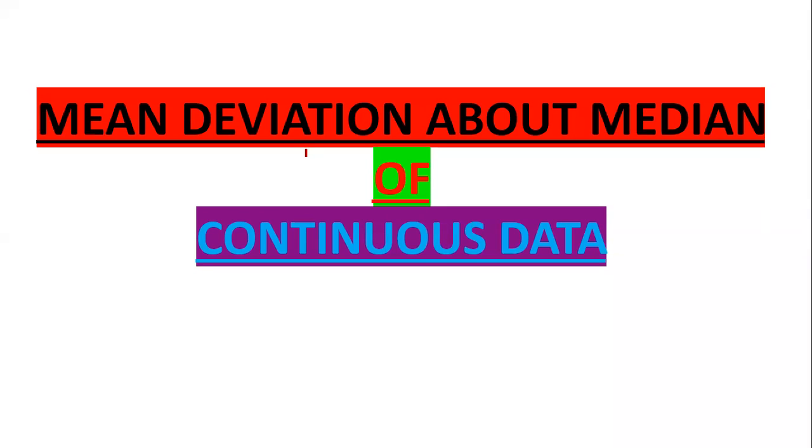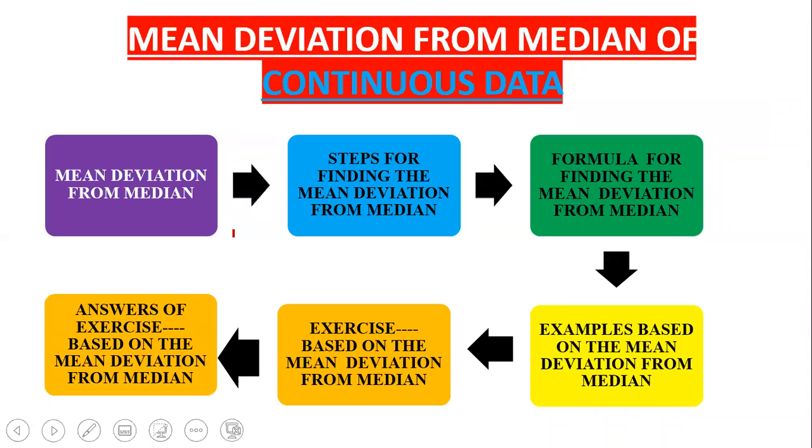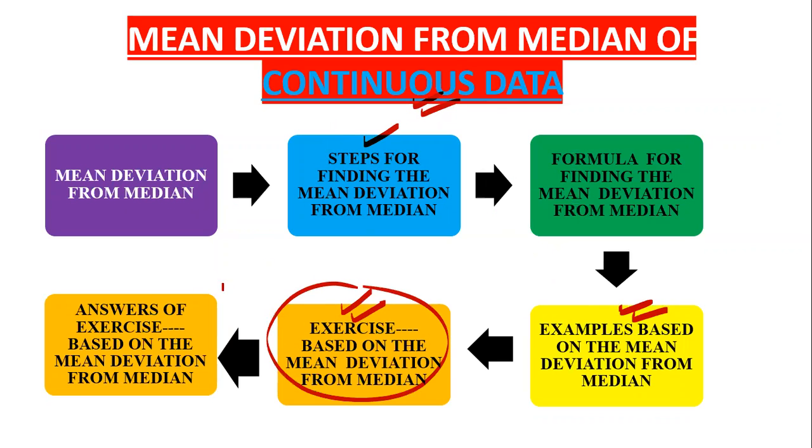Hello everyone. Today in this video, I will tell you how to find out mean deviation about median of continuous data. These are the main points which I will discuss in this video: formula and steps for finding mean deviation about median of continuous data, an example based on it, and an exercise along with answers based on it. After watching this video, you can take the screenshot of these two and you can test your knowledge and understanding.